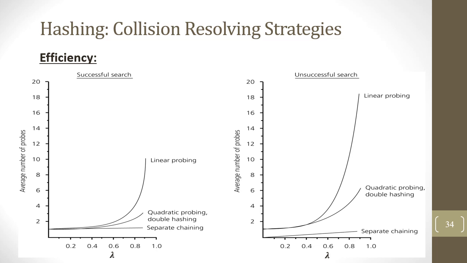The following plots show the efficiency of collision resolving strategies with increasing values of load factor. We can see that for both successful and unsuccessful search, the average number of probes in linear probing increases drastically as compared to others. For separate chaining, even at a load factor of 1, the average number of probes is less than 2.